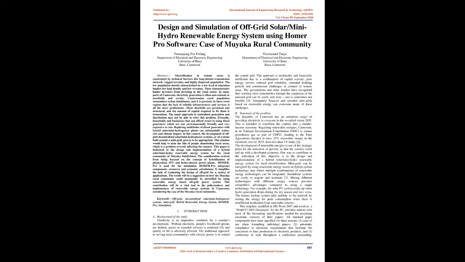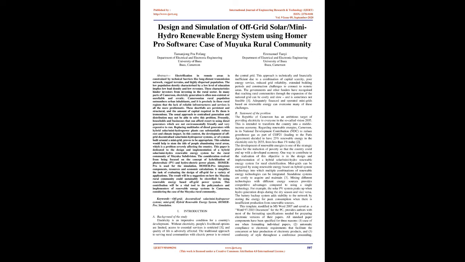Presently, households and businesses that can afford it resort to using diesel generators, which are not environmentally friendly and very expensive to run. Replacing multitudes of diesel generators with hybrid solar/mini-hydropower plants can substantially reduce cost and climate impact. In this context, the development of off-grid decentralized solar/mini-hydropower systems, or of systems built around a mini-grid, proves to be appropriate.